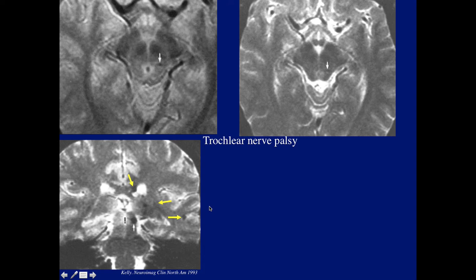Here's another patient presented with a trochlear nerve palsy. What's the possible etiology here?